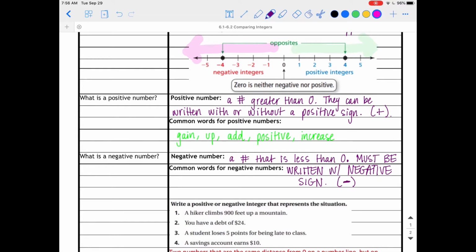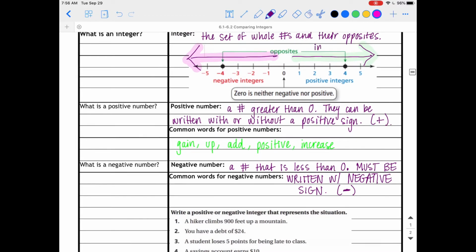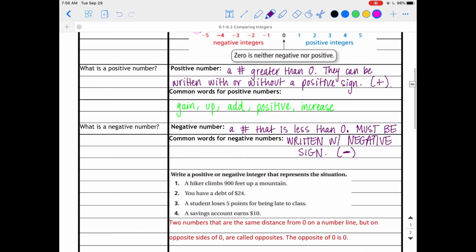Okay, so a negative number is a number that is less than 0 and must be written with the negative sign. So as you look back up here at this diagram, the negative integers are going to be the ones to the left when we're talking about a horizontal number line, whereas the positive ones are going to be the ones to the right, and they increase as we go right. I'm going to go back here and write that. So they increase going right, and they decrease going left. That's all values on the horizontal number line.